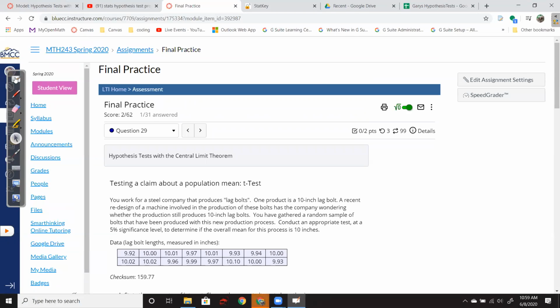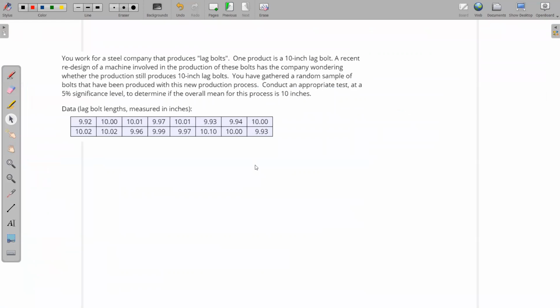So back here, before I hit a spreadsheet, I'm just gonna figure out what is going on. So the population is lag bolts. We have lag bolts, and we can measure things about lag bolts, like how heavy are they and how long are they, and what's the design of the thread. And we're looking for their length. So I'm just gonna make a note here that my parameter, because I'm gonna need to know that if I have to make a conclusion in writing, is the average length of what we call a 10-inch lag bolt.